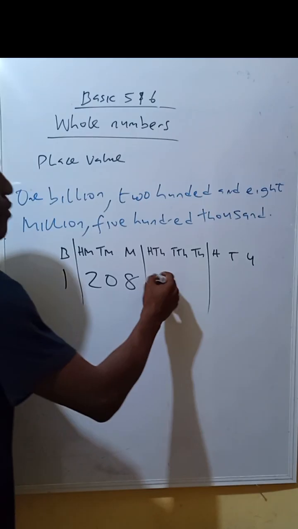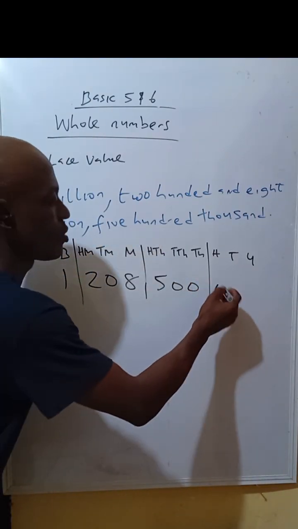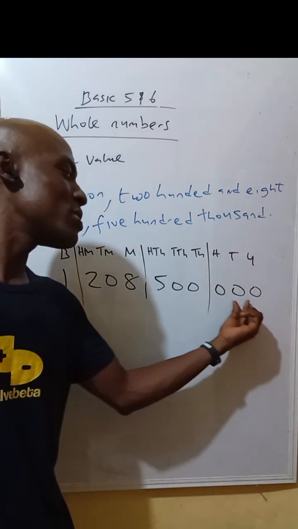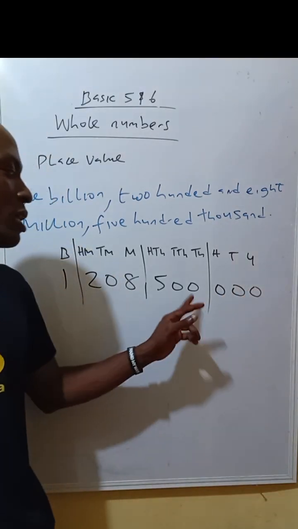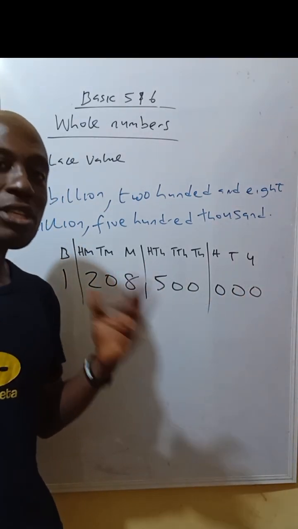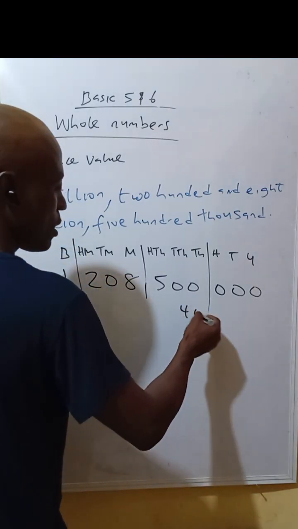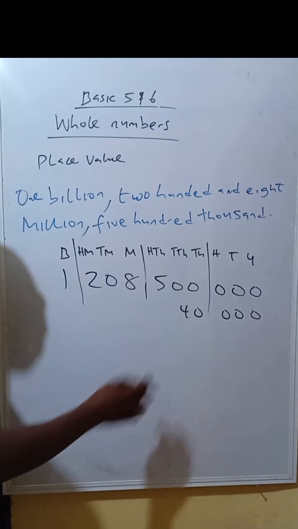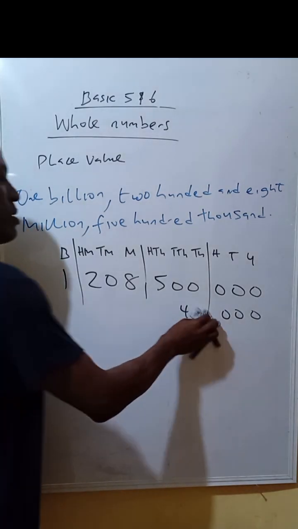Then 500,000. Why is it written this way? Remember, 1,000 will be 1,000. 2,000 is 2,000. 3,000 is 3,000. 40,000 will be 40 here, then 000. But 500,000 will be 500,000. Did you get that? So that's why it is this way.